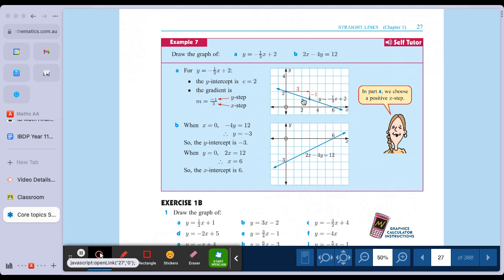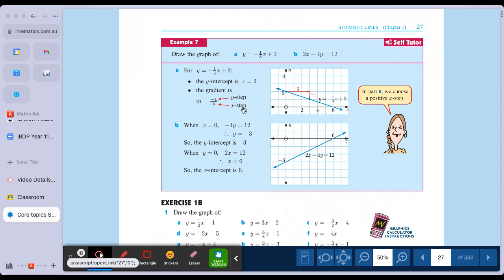You can also do things like go, it's not useful in this regard, but it's also true that the gradient is 1 over minus 3 as well. So I can go, I'm going to start here, I'm going to go up 1, and then I'm going to go back 3, and there's my next point, and then I can draw through. It'll give me the same line just further back, that's all. And then you can see this is the method here.